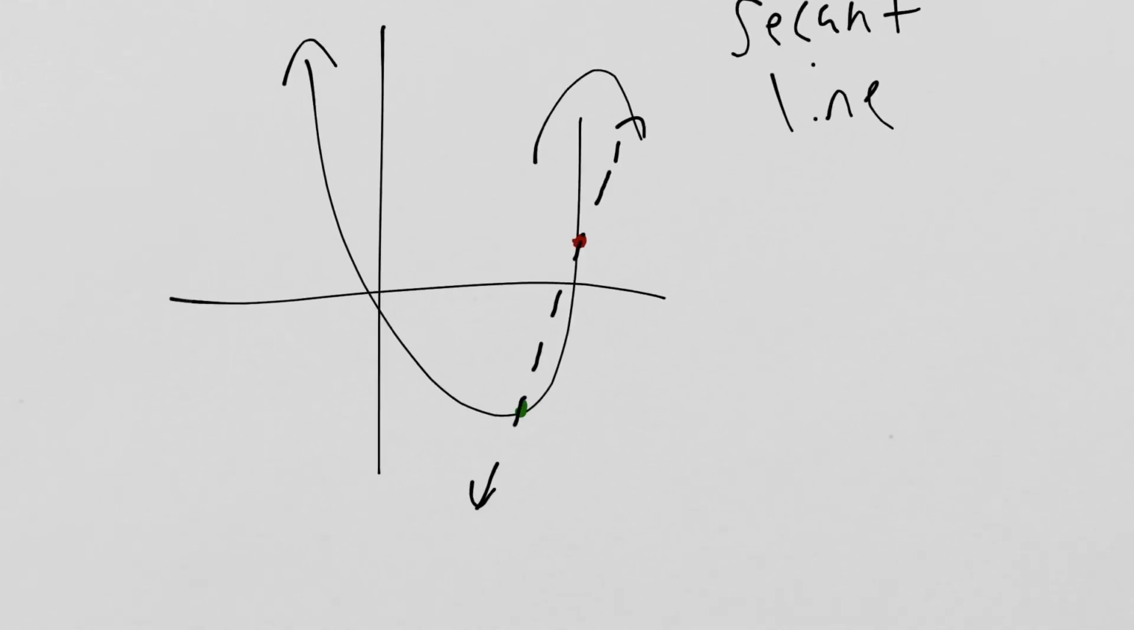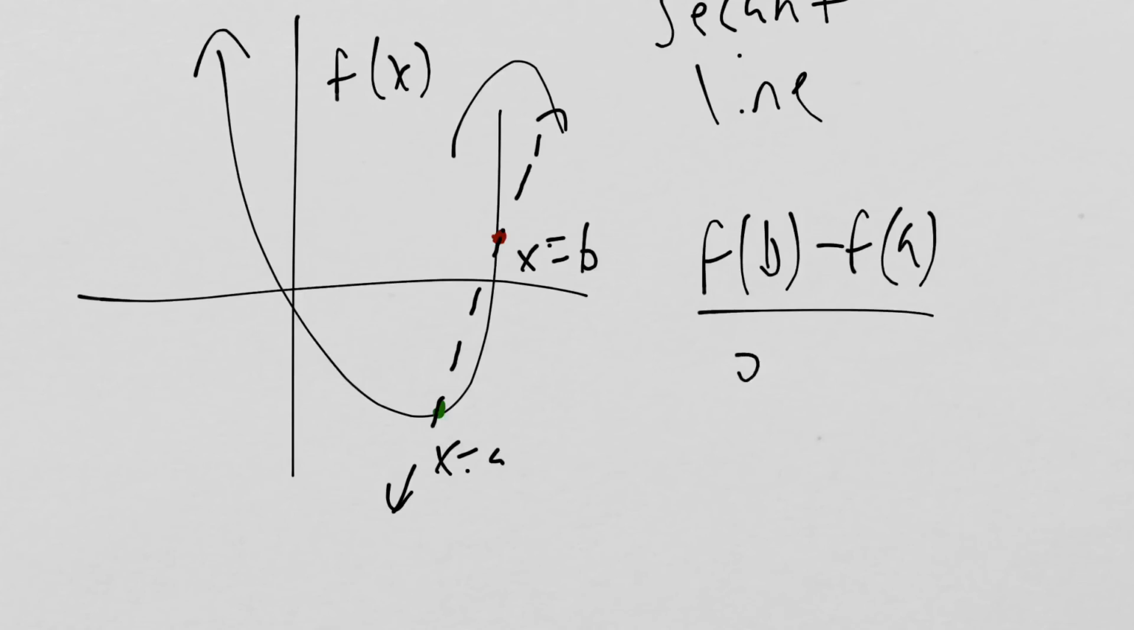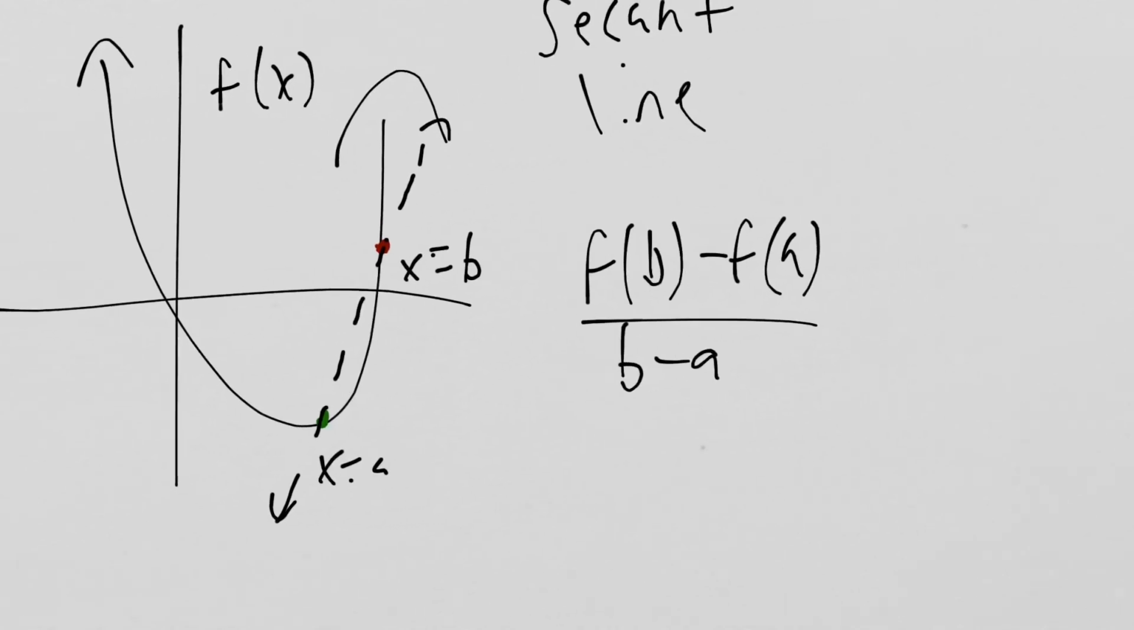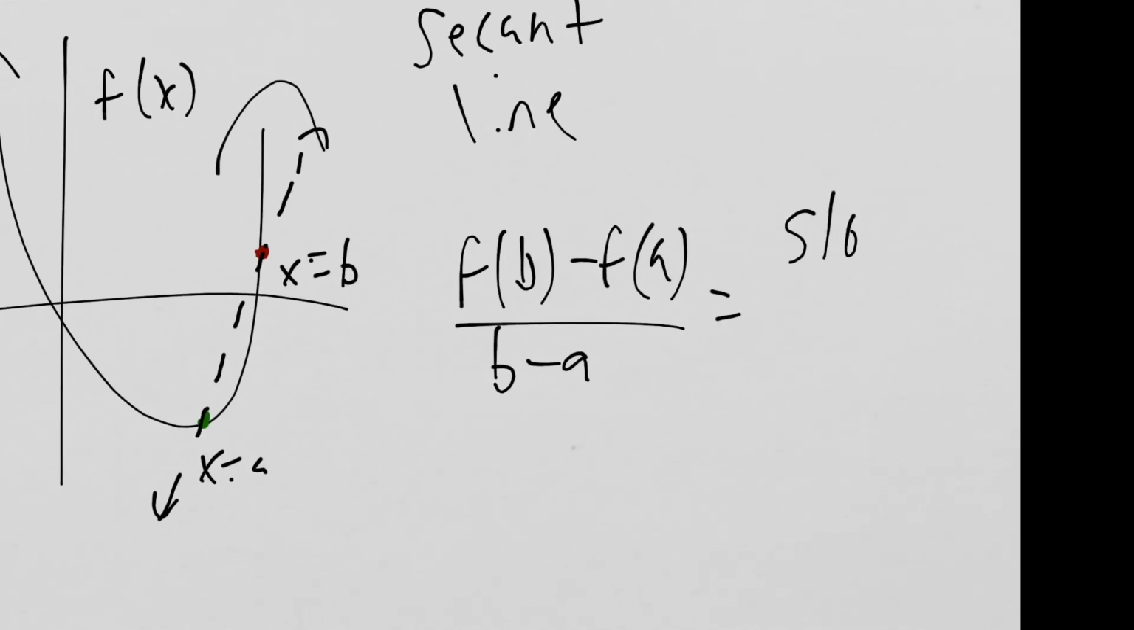Okay, and then let's say that this is happening at x equals a, and this is happening at x equals b, and this is the function f of x. What we need to do to calculate the slope of this line is the change in rise over the change in run, right? And this is going to give us the slope of our secant line, otherwise known as the average slope or the average rate of change.